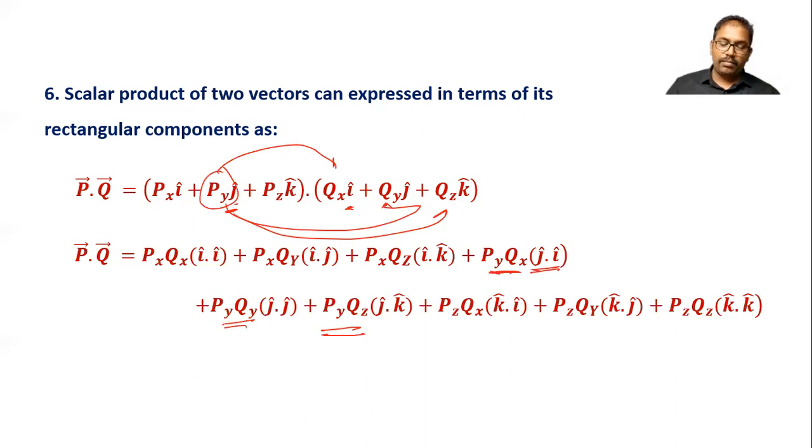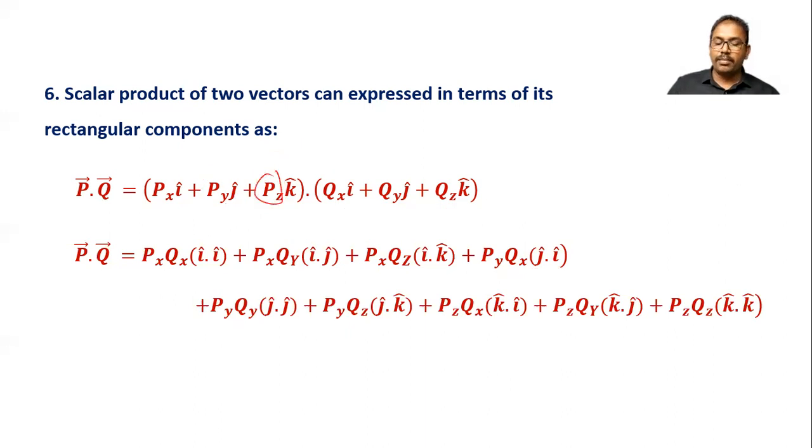Then next pz into every term of the other bracket. Pz qx, with k̂·î. Then pz qy, k̂·ĵ. Pz qz, k̂·k̂.